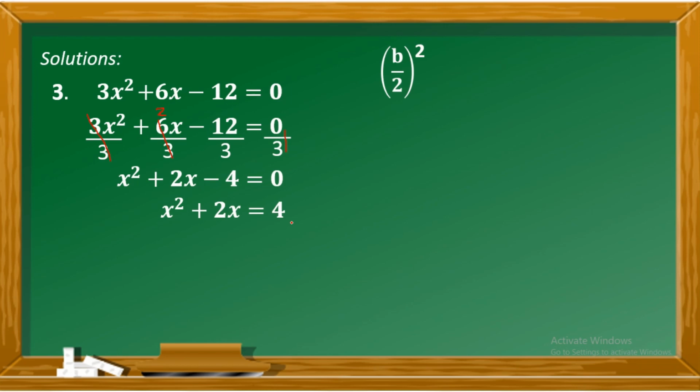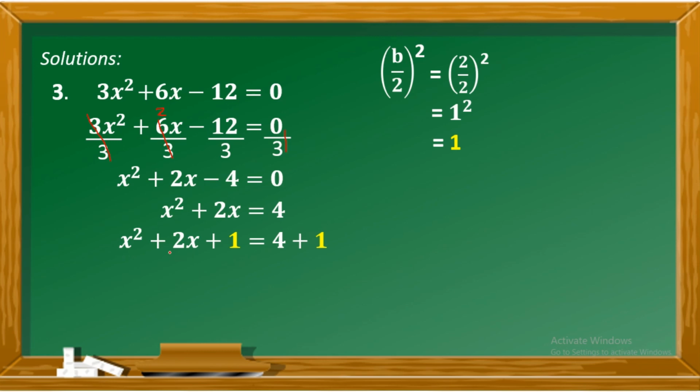Yung b over 2 quantity squared. Ngayon, yung b, di ba ito siya? Yung 2. So, palitan na natin. Pero may square pa. So, 2 divided by 2 is 1. May square pa rin. So, 1 times 1 is 1. Ngayon, yung sagot dito, ito ulit yung idadagdag natin kaliwat kanan. Ayan na siya. Tapos yung kanan, magiging 5.